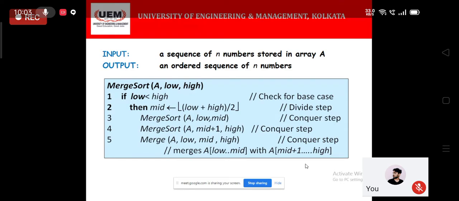So you calculate the mid position, because merge sort is based on the calculation of mid, and after that you just call the function, merge sort of A, low, mid. What does that mean? You are calling it for the left side. Similarly, merge sort of A, mid plus 1, high, you are calling it for the right side. Okay, and then merge A, low, mid, high.